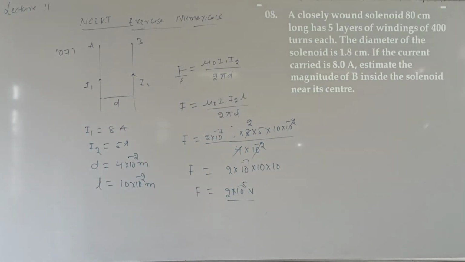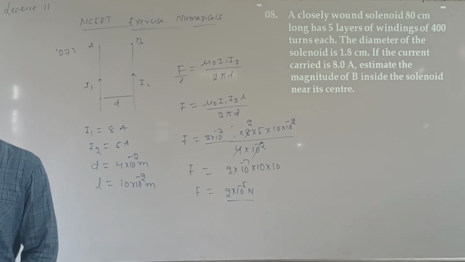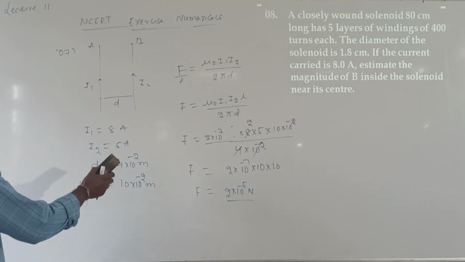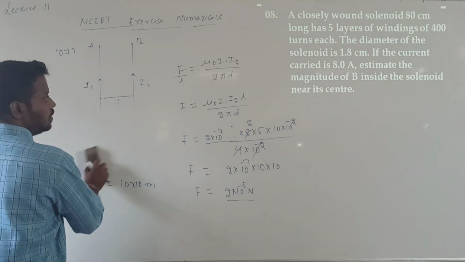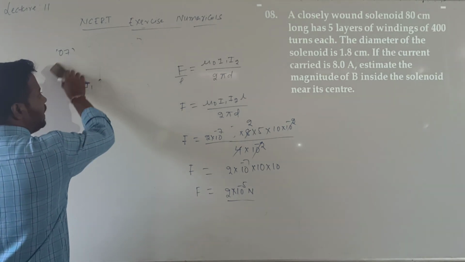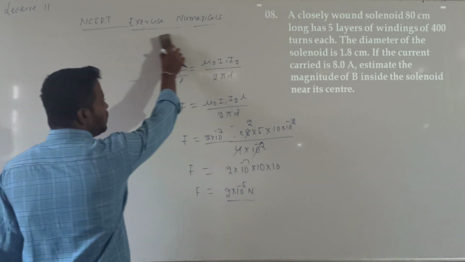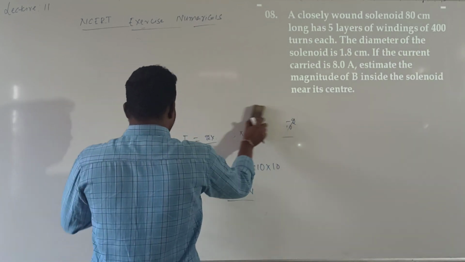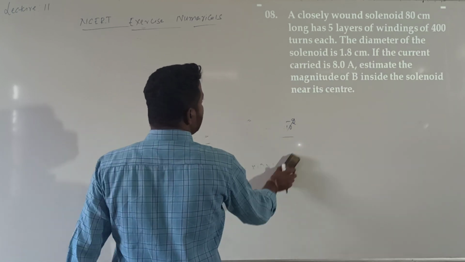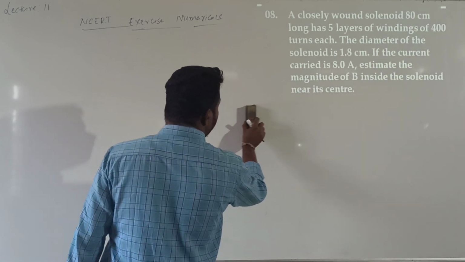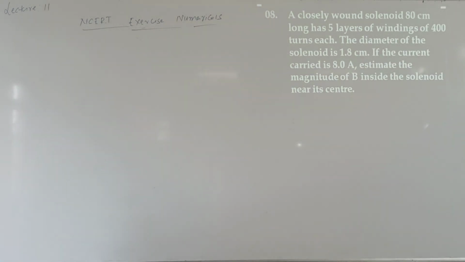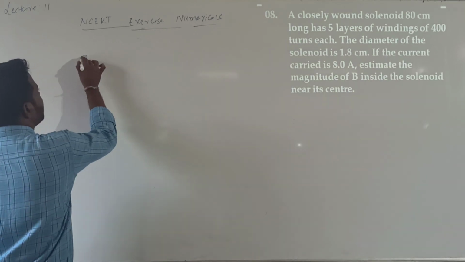Next, question number 8. What is this question? A closely wound solenoid of 80 centimeters long has 5 layers of winding of 400 turns each. The diameter of the solenoid is 1.8 centimeters. The current carried is 8 amperes. Estimate the magnetic field inside the solenoid.